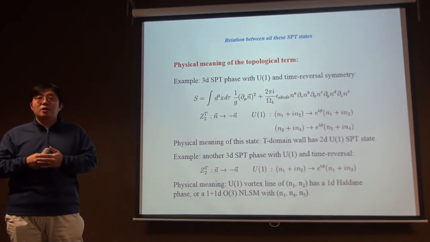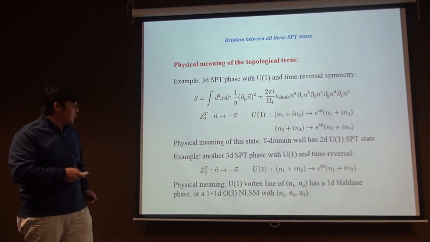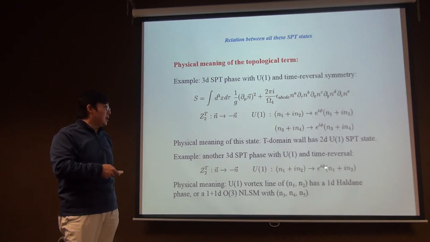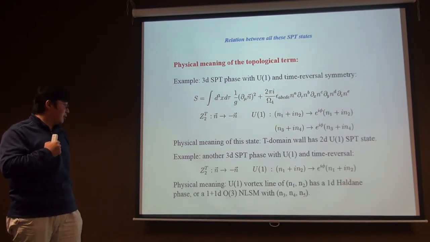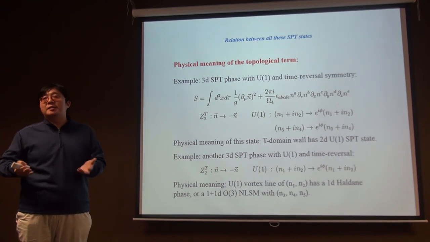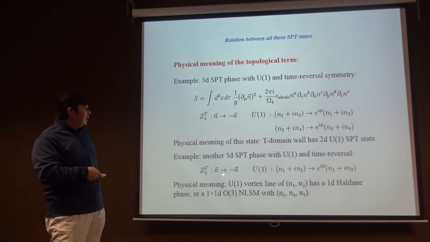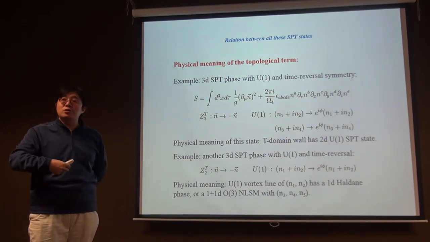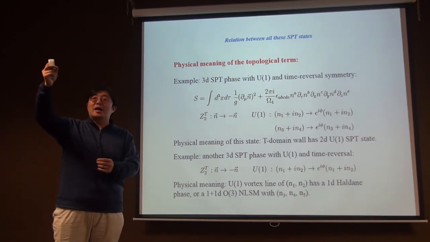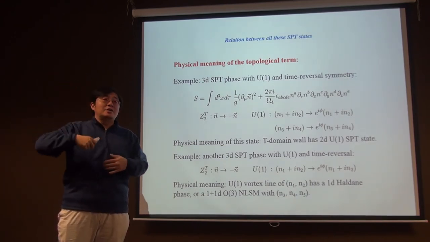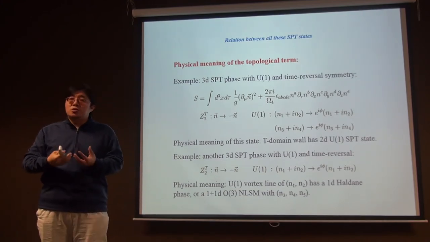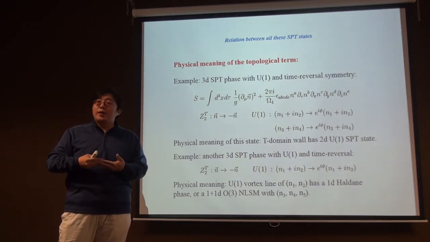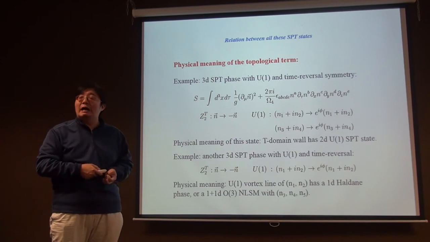Another state corresponds to a different symmetry action. I can also choose time inversal to change sign of all the N components, but U1 rotates only N1 and 2, but not 3, 4, 5. So what does this state mean? Turns out that if I create an N1, N2 vortex line, then along this vortex line, the one-dimensional object, this term will reduce to a 1+1 dimensional O(3) nonlinear sigma model with a theta of 2 pi. And the 3 components correspond to N3, N4, N5.